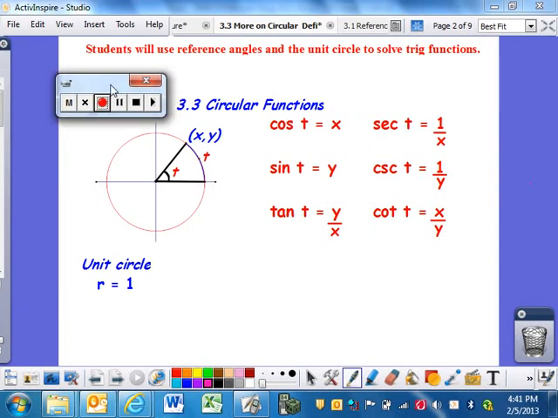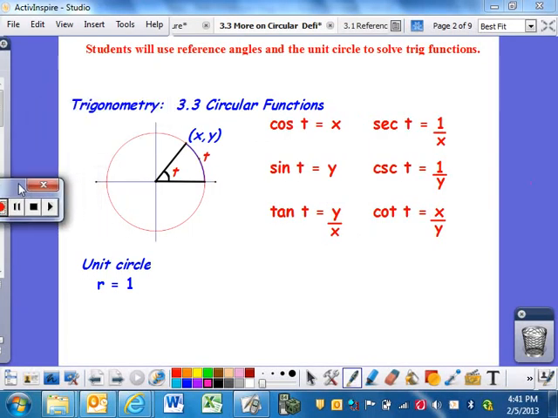Okay, this is section 3.3. We're going to talk about circular functions. We need to refer back to our x's, y's, and r's from before. Technically we always said x over r and y over r are your cosine and your sine, I guess in the other order, and then tangent is your y over your x, and then you flip them, right? Well, in the unit circle, we are going to say that your r is equal to 1.